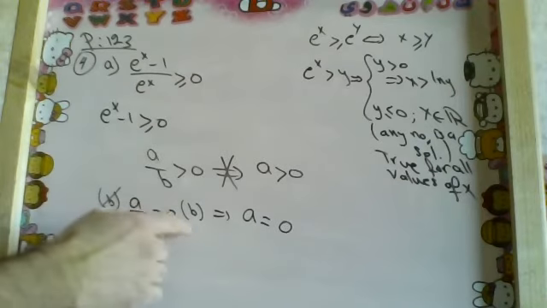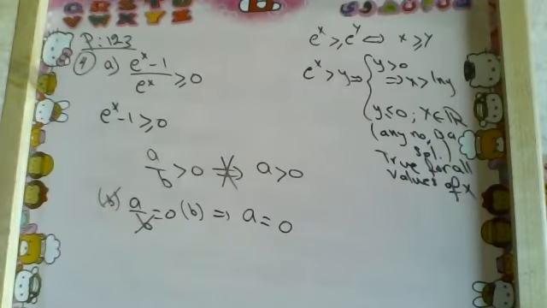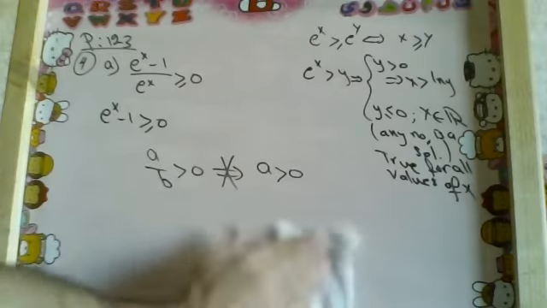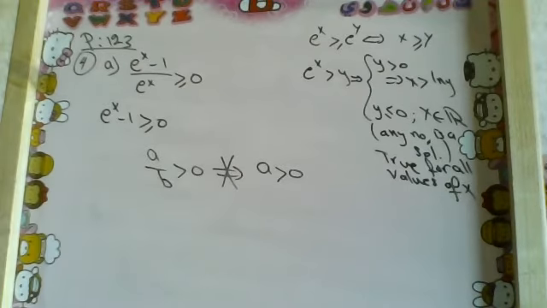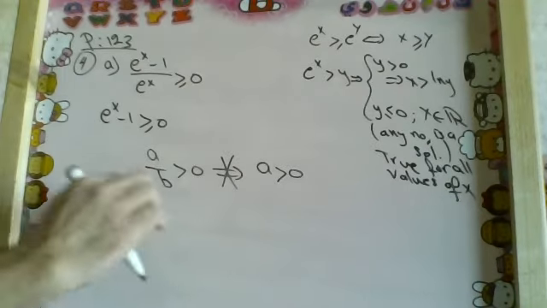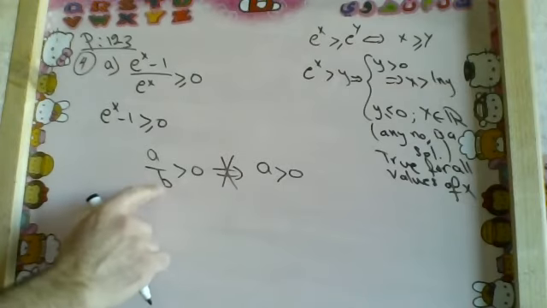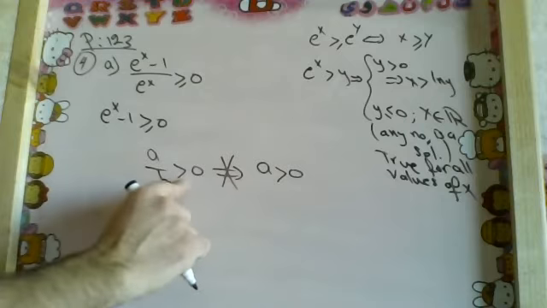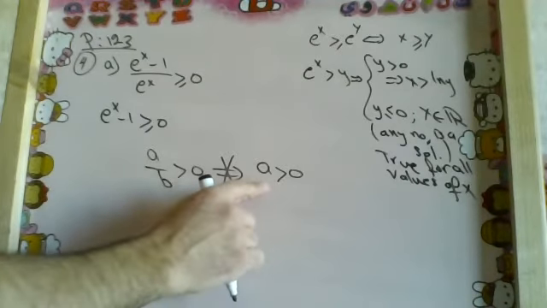Can we do the same thing in the inequalities? No, we can't. Who said that b is positive or negative? Because if b is negative, when you multiply by a negative on both sides, you change the inequality, so you get a less than 0.